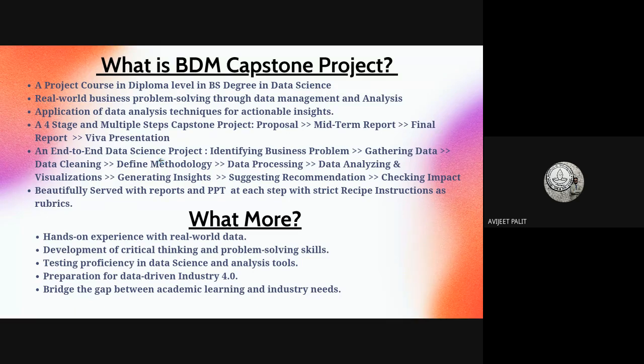AI is an application of data science that comes later, but data science at its core is about identifying problems and analyzing them with a given methodology of data analysis. Thereafter, you have to do some predictive analysis to get insights, and after generating those insights, you suggest some recommendations, and then check the impact on the business. So it basically starts with identifying the business problem and then gathering data.